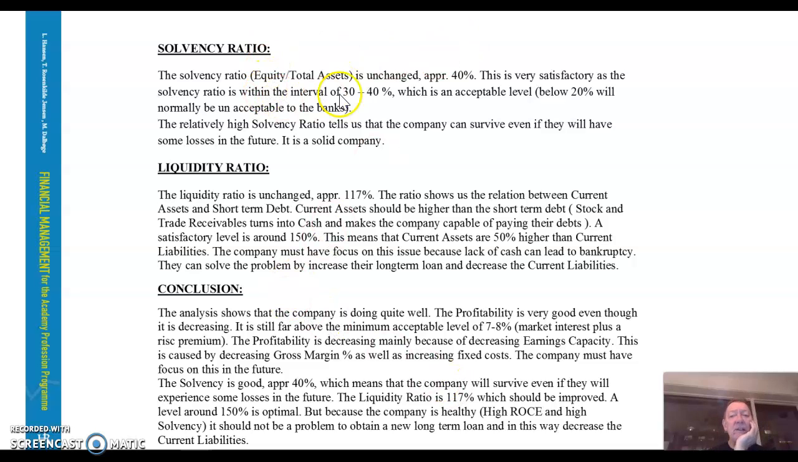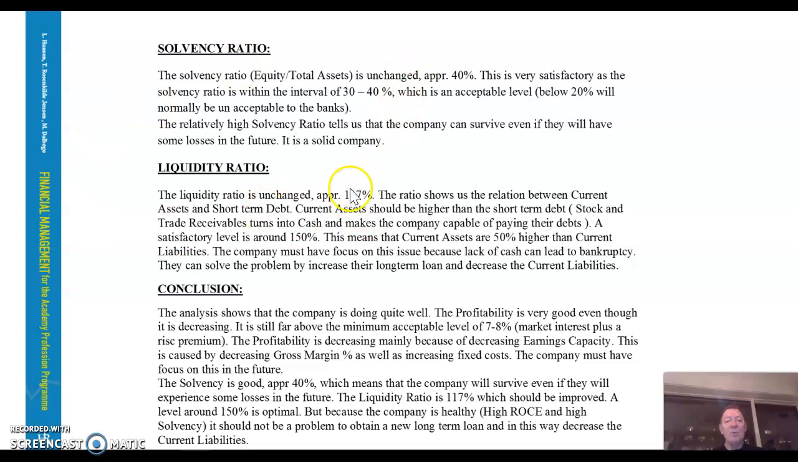And then only two things more. Solvency ratio, it is around 40%. It's very good because normally we say between 30 and 40%. It's an acceptable level. If it is below 20%, if the equity is less than 20% of the total assets, the banks will be afraid, and it is a problem. And the good thing about having this rather high solvency ratio is that we are able to survive even if we have some losses in the future. This company is rather solid.